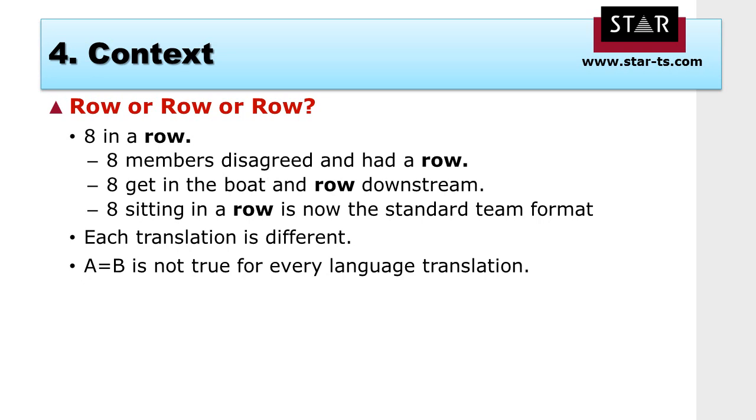It could also say 8 get in a boat and they row downstream. Or I could say 8 people sitting in a row is now the new standard team format. So it's a new competition format. So the principal thing is that each translation is different. You can't always just take a single sentence and say that's the translation. It's not a one-to-one relationship. A equals B is not true for every language translation.